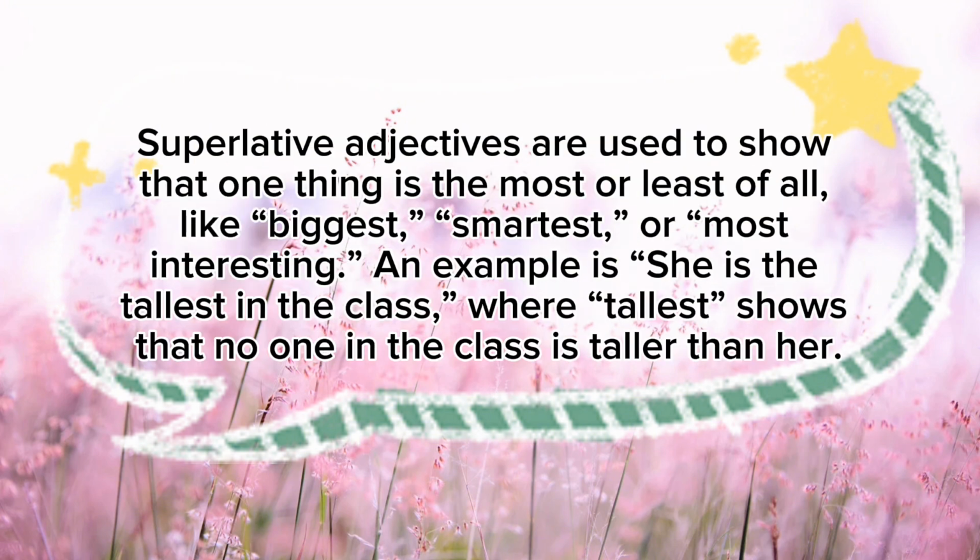Superlative adjectives are used to show that one thing is the most or least of all, like biggest, smartest, or most interesting. An example is, "She is the tallest in the class," where tallest shows that no one in the class is taller than her.